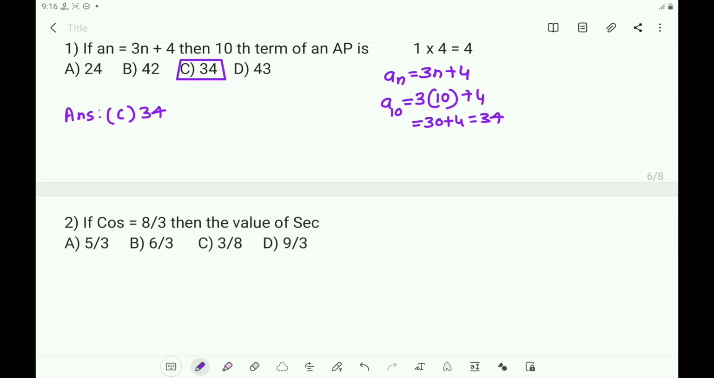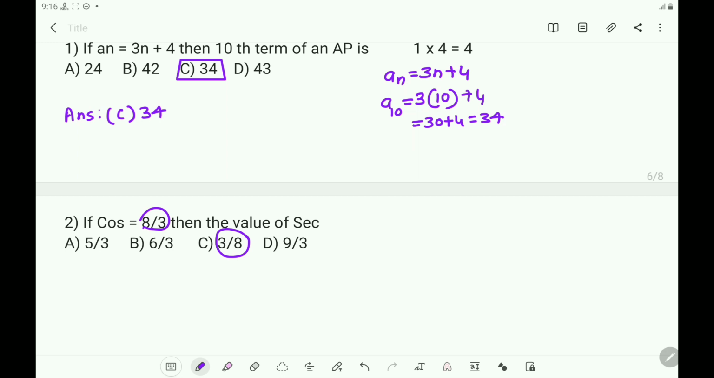Now you take the second question. What is that question? If cos equals 8 by 3, means cos means cosine. Cosine equals 8 by 3, then the value of secant. You know that cosine and secant are reciprocal of each other. Cosine is equals to 1 by secant or secant equals 1 by cosine. So cosine is given means then secant is nothing but the reciprocal of 8 by 3. Cosine is 8 by 3. So secant is the reciprocal of 8 by 3 is 3 by 8.